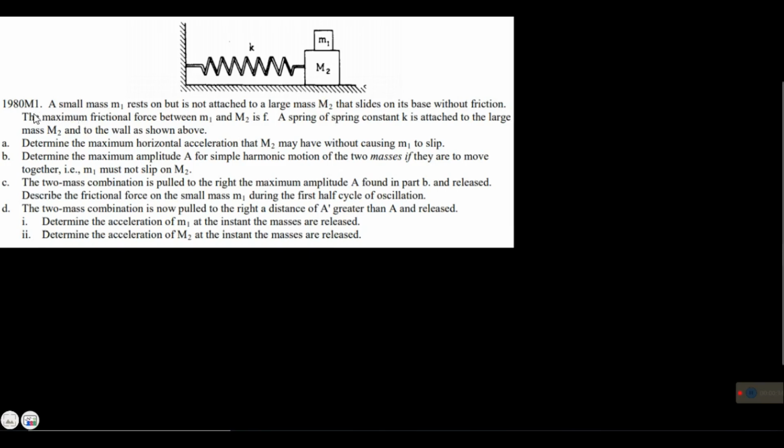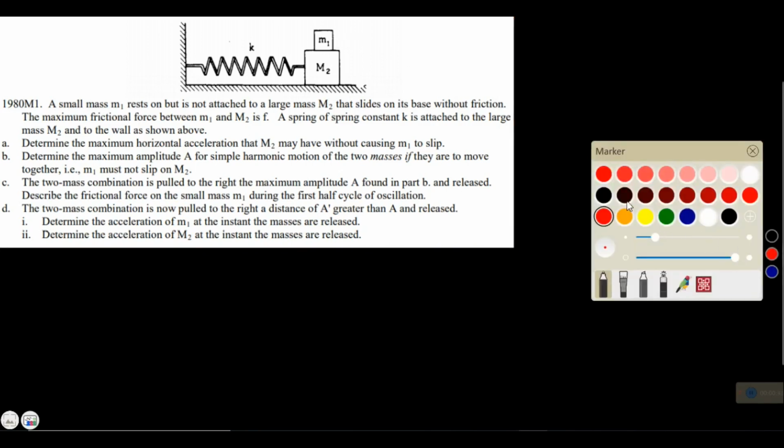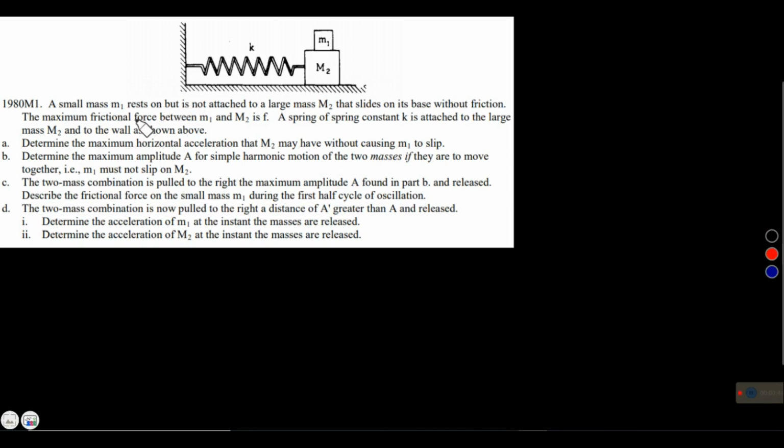Welcome friends. Let us see this question. A small mass m1 rests on, but is not attached to, the larger mass m2. See, this is a smaller mass m1 and this is on the mass m2. This is not attached with mass m2 but it is at rest, right?